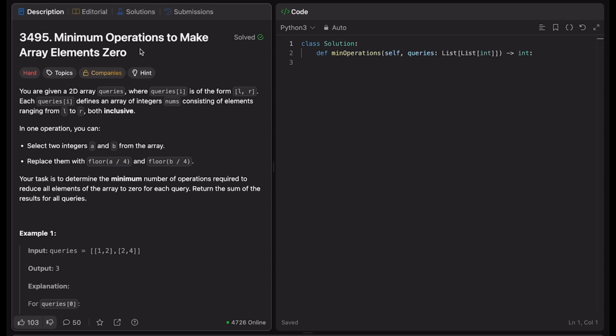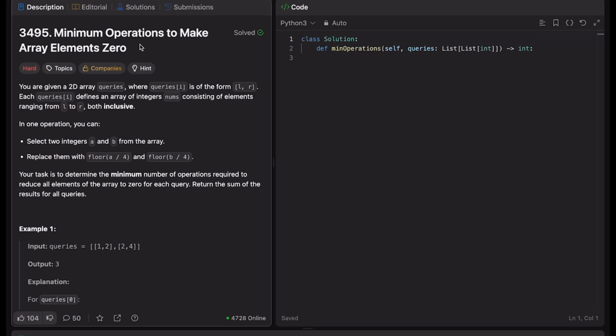But here we have an array of elements. There we had just two numbers. You will be given a 2D array of queries, where queries[i] is of the form L comma R. Each queries[i] defines an array of integers nums consisting of elements ranging from L to R, both inclusive. So if you see 2 comma 4, it can be 2, 3, 4. That's what they are mentioning here.